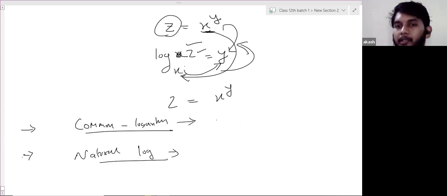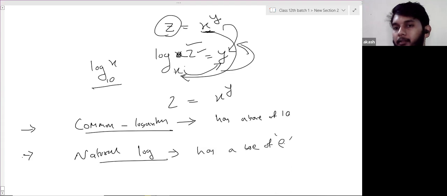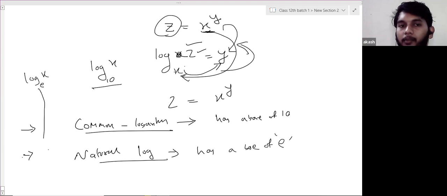Common logarithm has a base of 10, right? If you write log x to the base 10, this will be called common logarithm. Natural log has a base of e, right? e is a constant number. So if you write log x base e, this will be a natural log. All right. These are just the names.